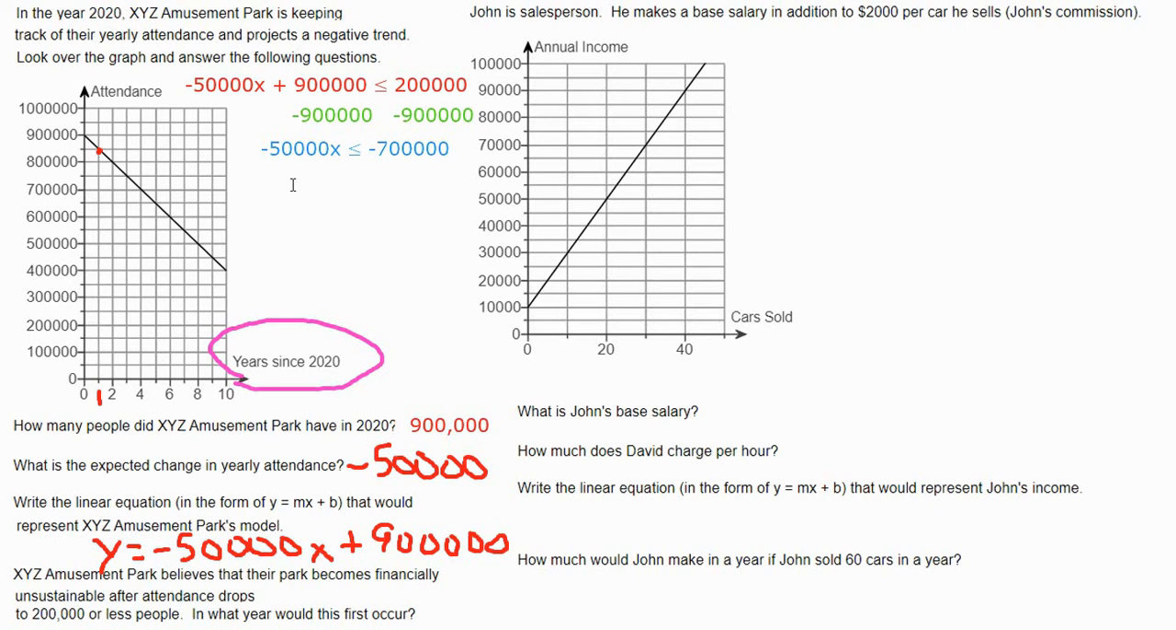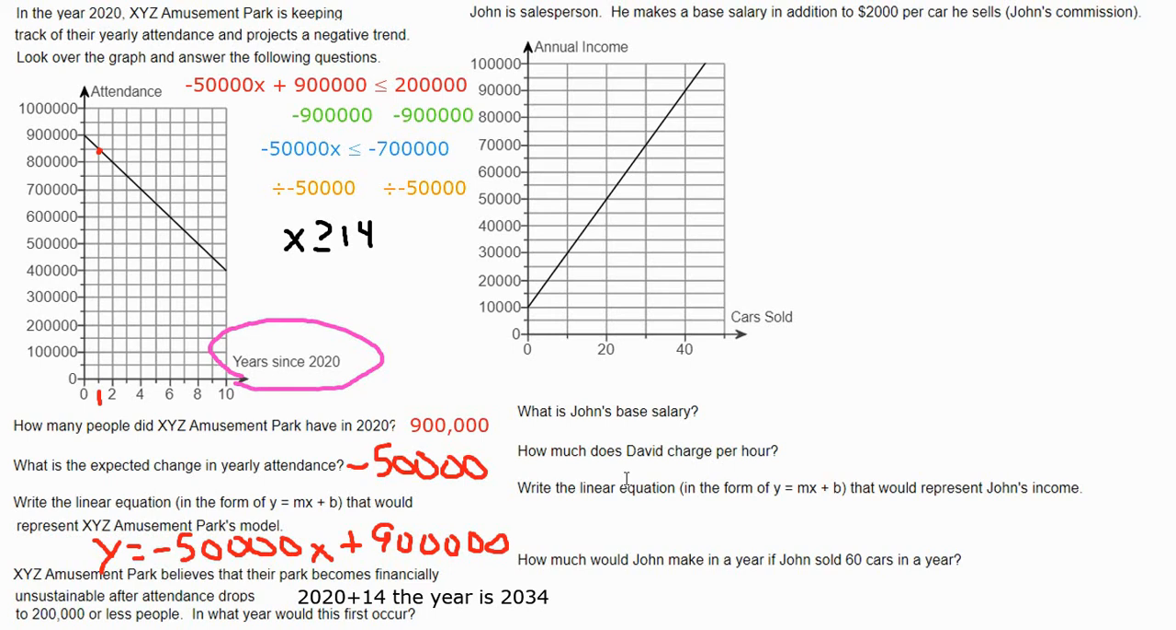Then we would divide both sides by negative 50,000. And that would make x greater than or equal to 14. And remember, this is 14 years after 2020. So we'd have to do 2020 plus 14. And that makes the year 2034.